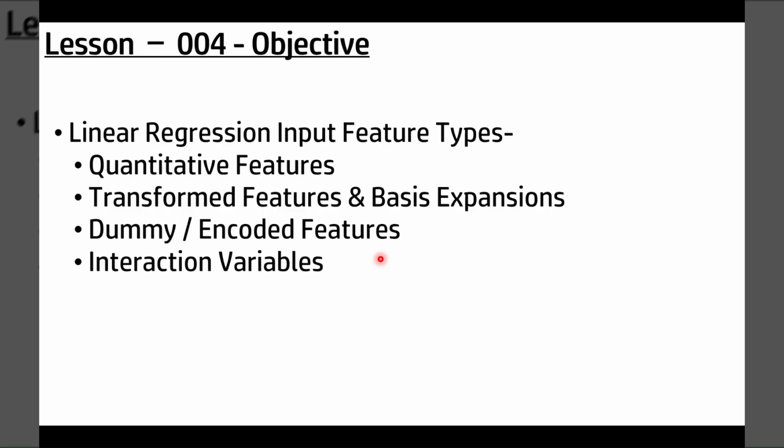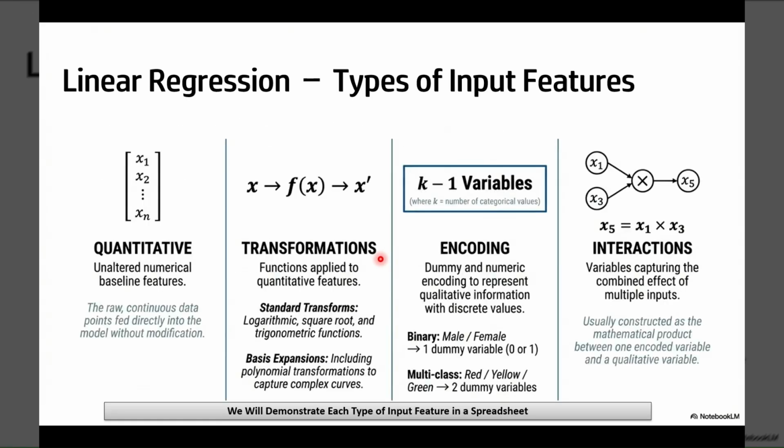The types of inputs can be broadly classified as quantitative features, transformed features or basis expansions, dummy or encoded features, and interaction variables. We will briefly get into some basic theory and then we will go to a spreadsheet and look at some live examples. Quantitative features are simple numerical representation of data.